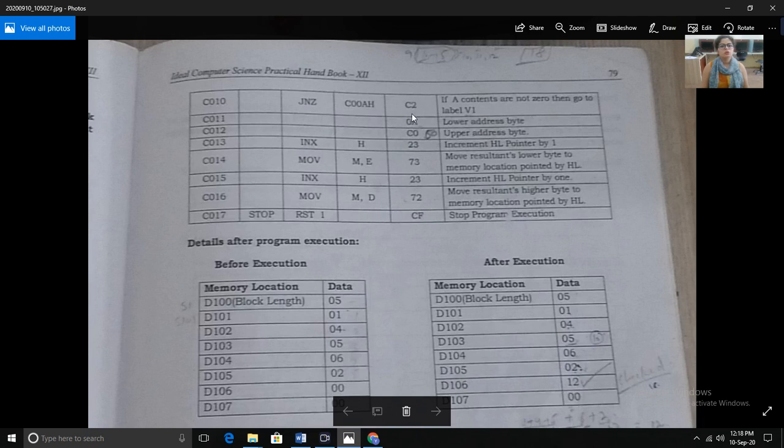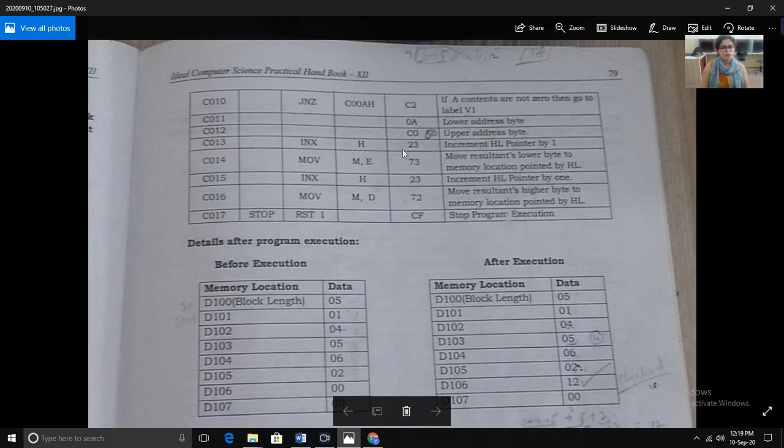So this is the hex code of the JNZ instruction. C2 is the hex code, and this is the lower address byte, where it has to jump. The lower address byte is 0A. This is the address where it has to jump. As they have used the label V1, the address of that label is 500A. So the lower address byte is 0A, and the upper address byte is 50. Okay. Next, again we have to increment HL, because we have to move to the next memory location.